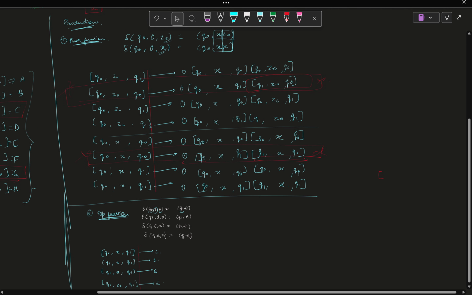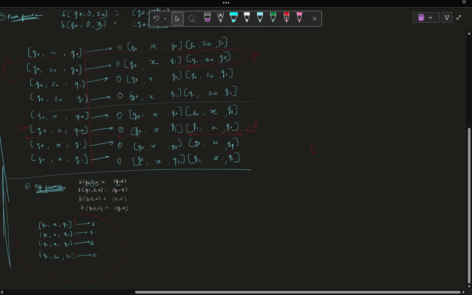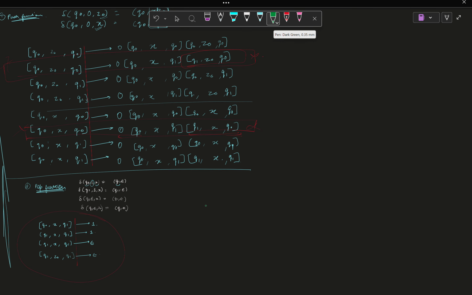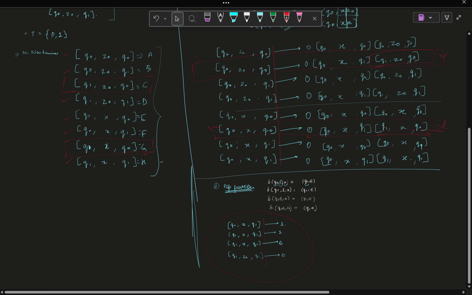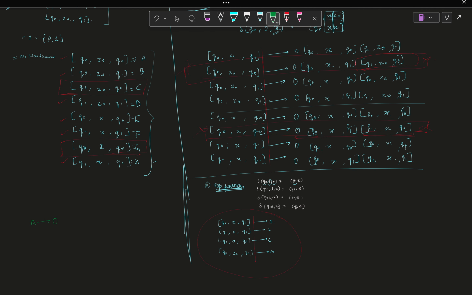Okay. So now we are left with these symbols and these symbols. So these are 10 production rules: 1, 2, 3, 4, 5, 6, 7, 8, 9, 10. Now let's simplify them. This was a preliminary stage of simplifying our functions. So Q naught Z naught Q naught refers to A. A goes to 0. Q naught X Q naught is E. Q naught Z naught Q naught, which is A.